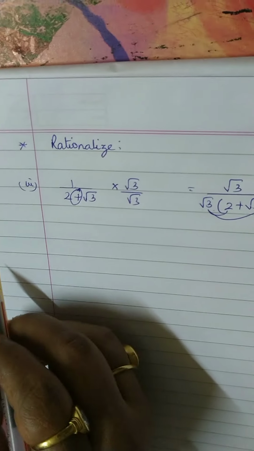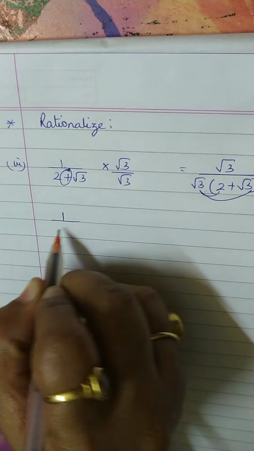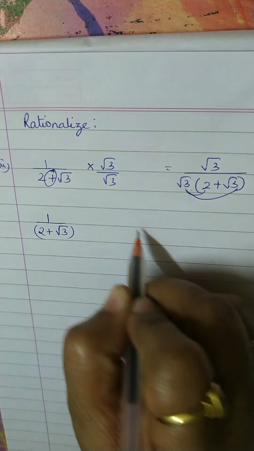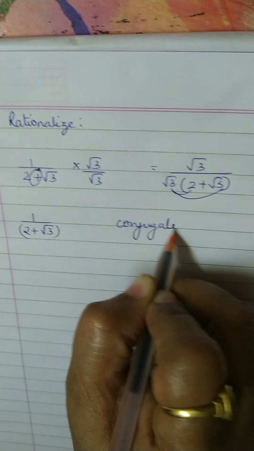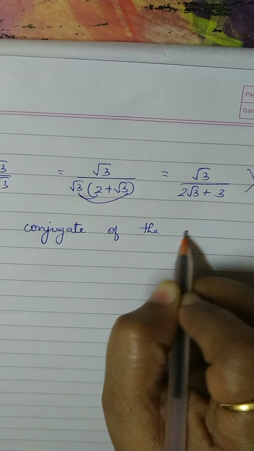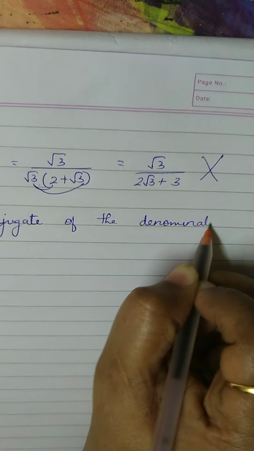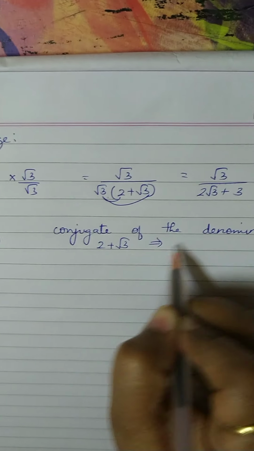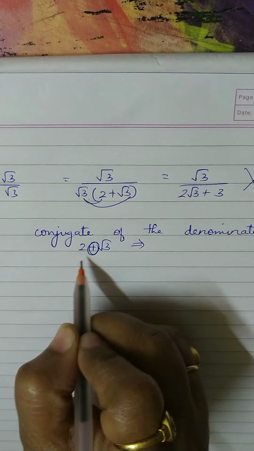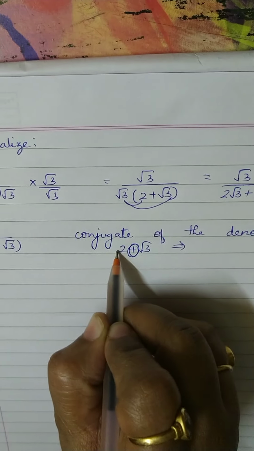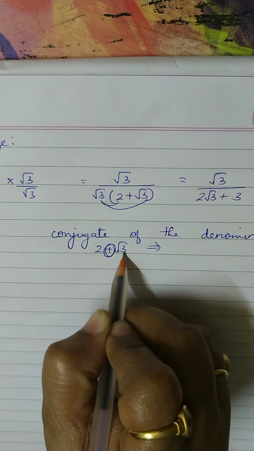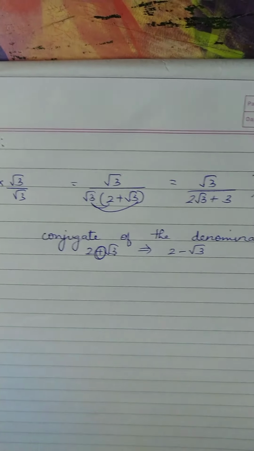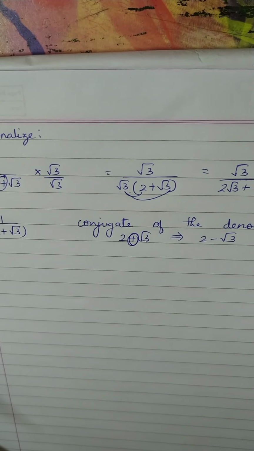When we have an addition or a subtraction between the numbers in the denominator, when I have 1 upon 2 plus root 3, I will take the conjugate. What is the word? Conjugate of the denominator. And what is the conjugate? It means if I have 2 plus root 3, its conjugate would be only changing the middle sign. I am not concerned about the sign of the first number. I am concerned only about the sign of the second number. Right? So what will be the conjugate of this denominator? 2 minus root 3.